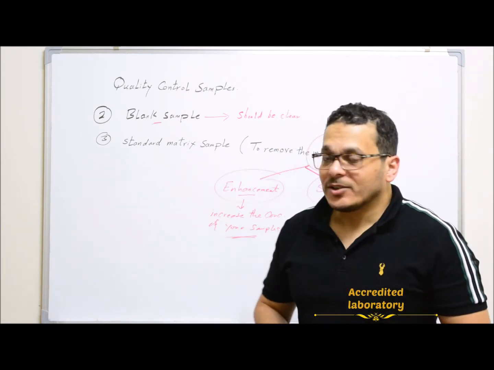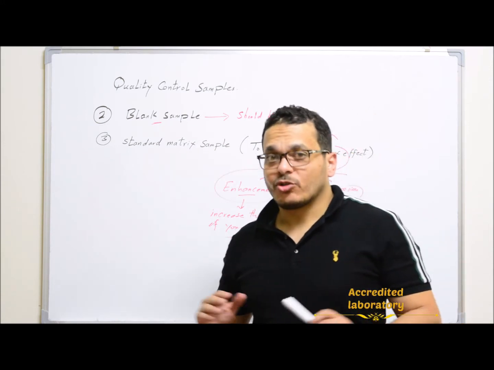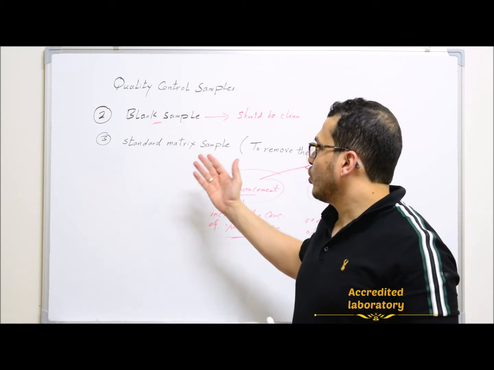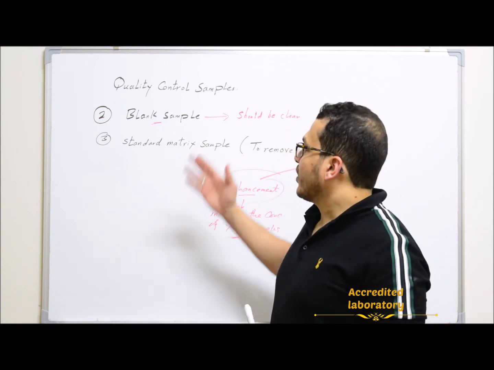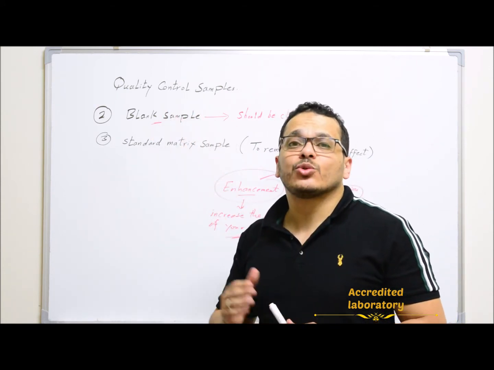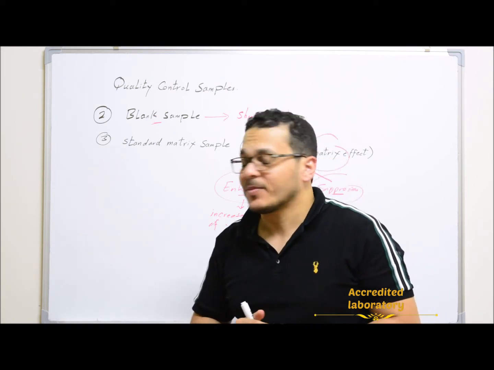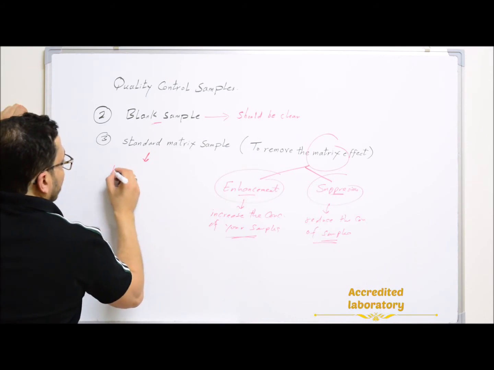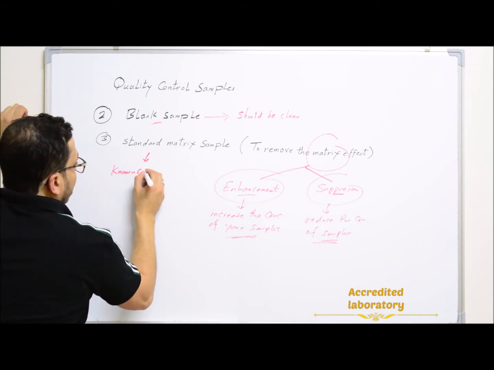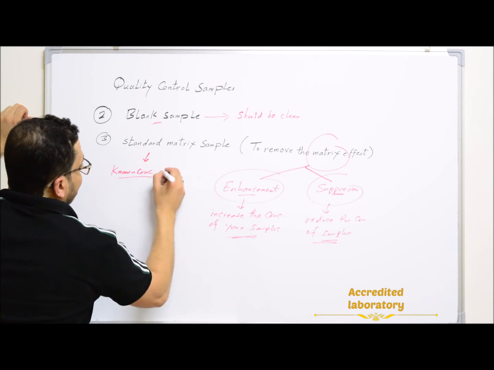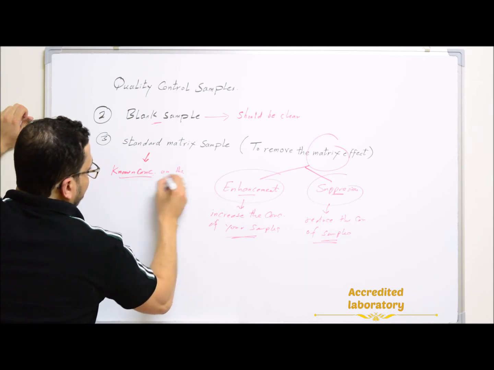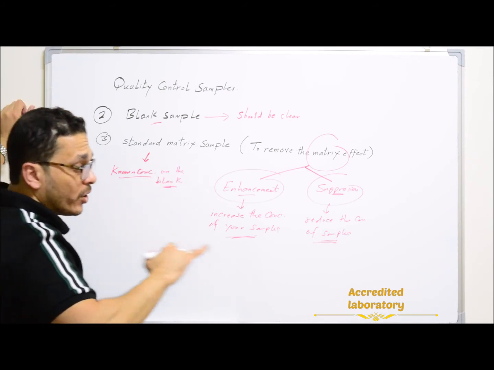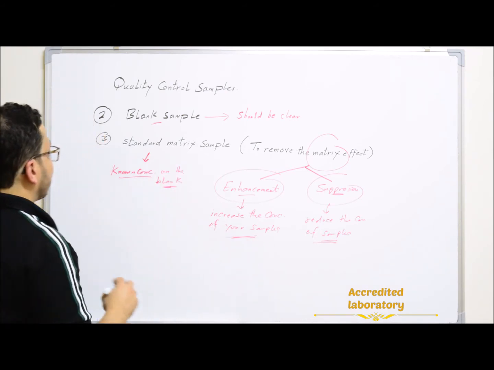So you need to add one more sample to remove the effect of matrix on your target analyte, which is a standard matrix sample. This sample will be prepared from the blank sample, the same blank sample that you use to prepare your spike sample. You will add a known concentration of your target analyte on the blank sample after extraction, at the end of your extraction steps.